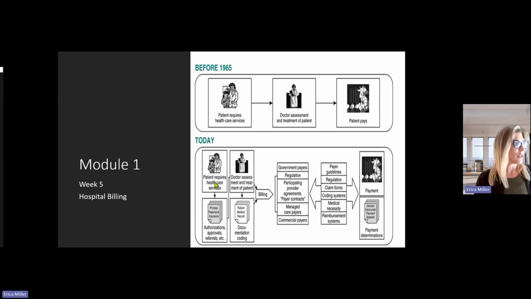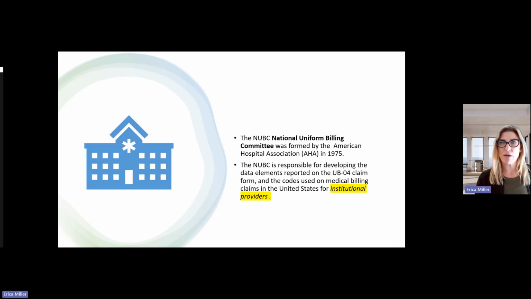All right, up first, let's talk about the National Uniform Billing Committee, the NUBC. The NUBC is responsible for developing data elements that are reported on the UB04 claim form. This committee was formed by the American Hospital Association back in 1975.